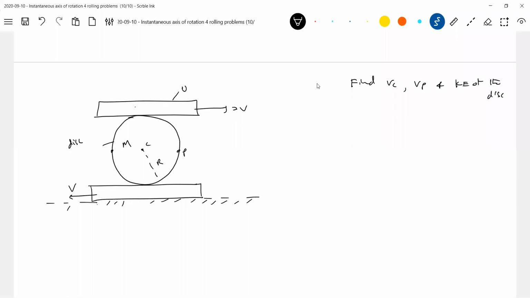So shall we call this the upper belt? This is the lower belt. Okay, so what shall you do? What is the basic concept? Draw a velocity vector, draw a line joining the head of the velocity vectors, draw a line joining the tail of the velocity vectors, where they intersect, that is the instant center.